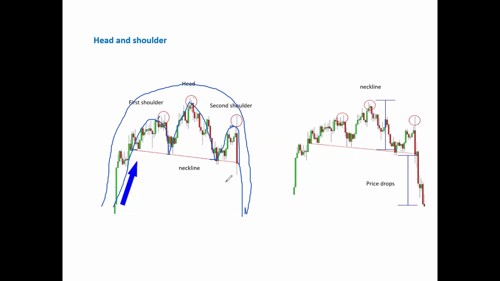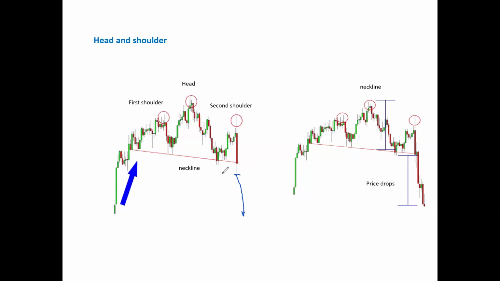So it's the second shoulder. It's the breakout below the neckline from the second shoulder downwards. That is what we're looking at trading. And that's what is represented in the diagram, by the side. We have the head and shoulder and a bearish breakout.